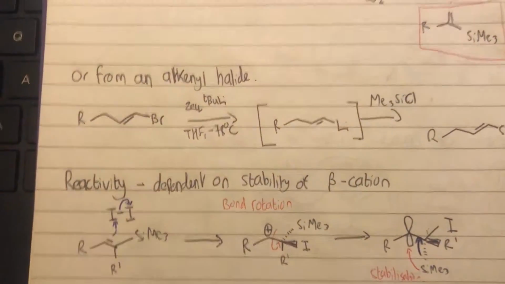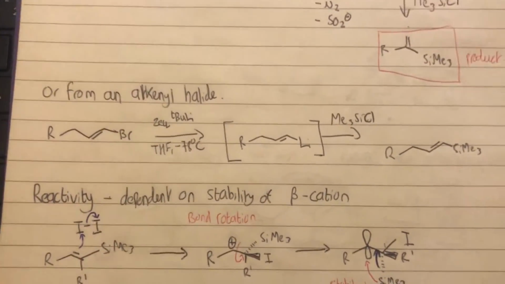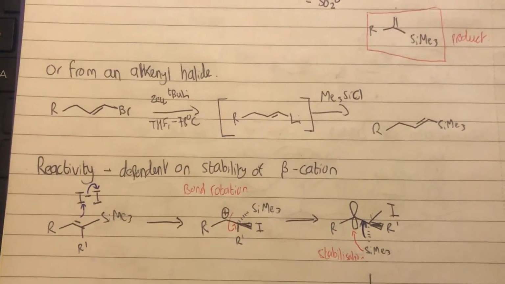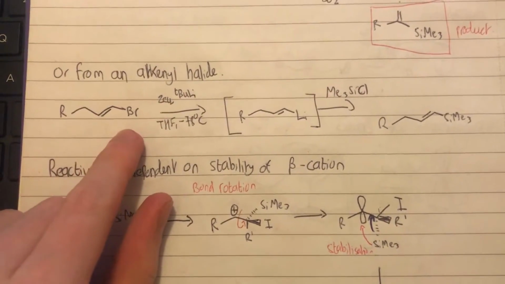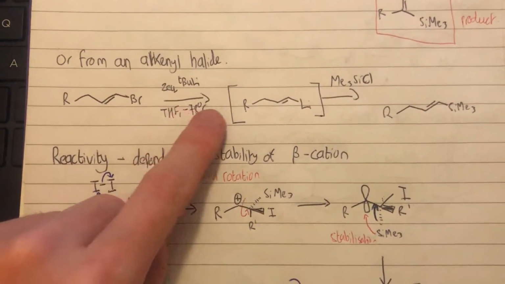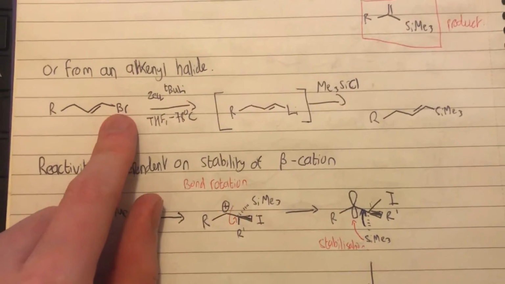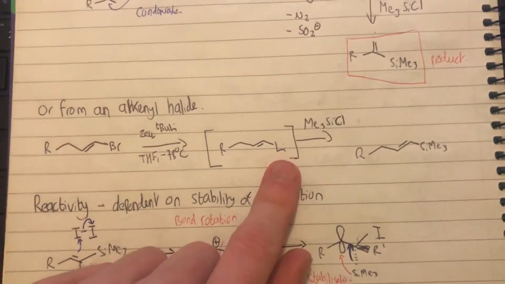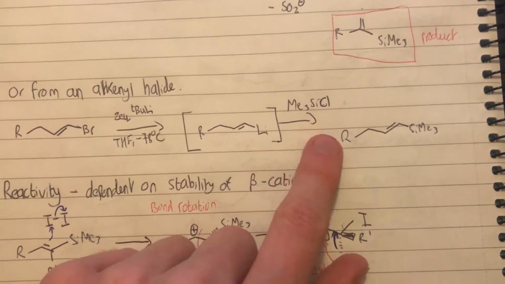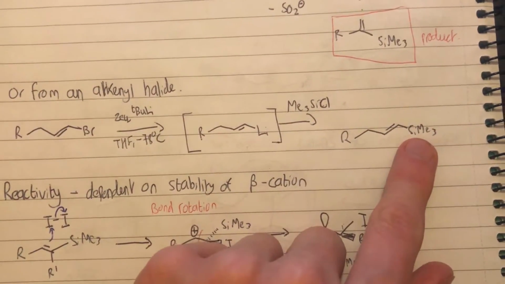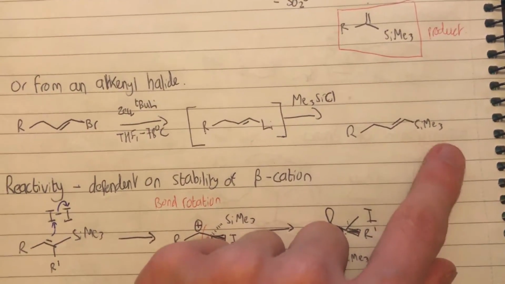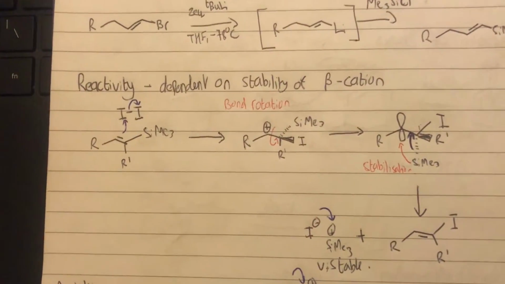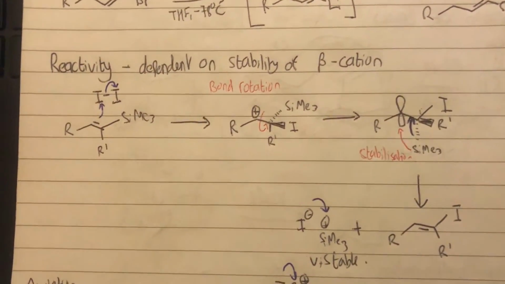So we move on to the alkyl halides, which is another way we can form these alkyl silanes. Effectively, it's really simple. We add the lithium like usual to remove the bromine, which acts as a good leaving group. We get the lithiated form, and then we just add on our silicon group there. So the reactivity of this is all dependent on the stability of the beta cation.